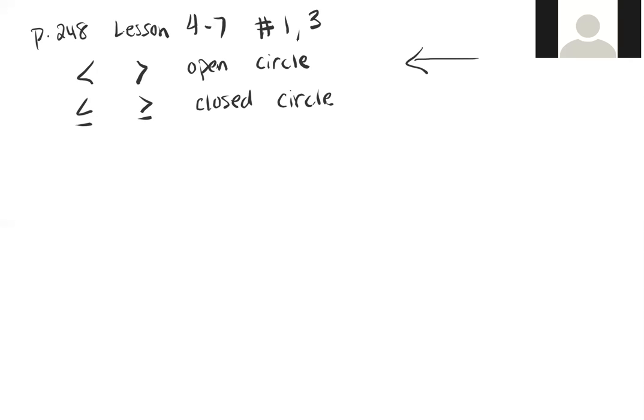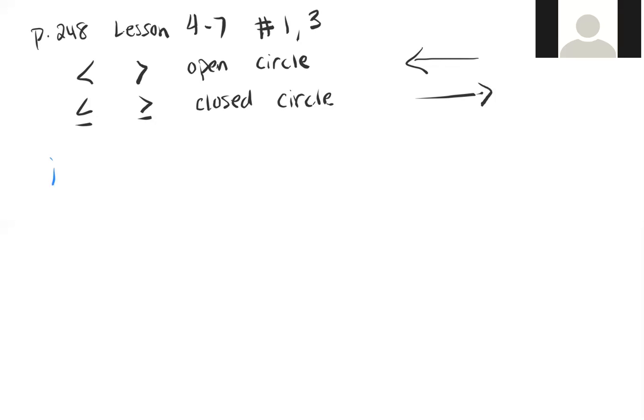And then the greater than symbol telling me to draw my arrow to the right. Okay, and also think about numbers that are less are going to be to the left. Numbers that are greater are going to be to the right. All right, so we're going to look at numbers 1 and 3 here.